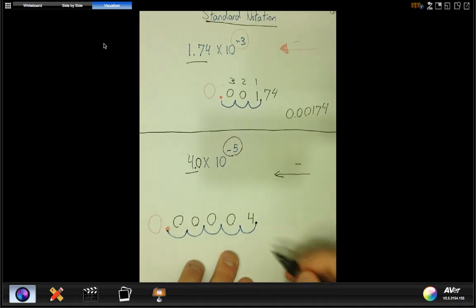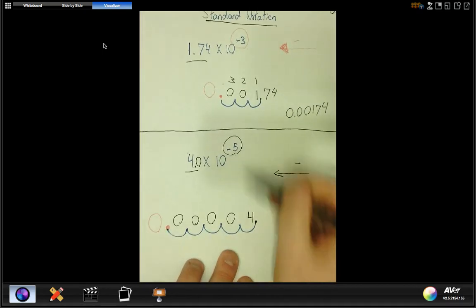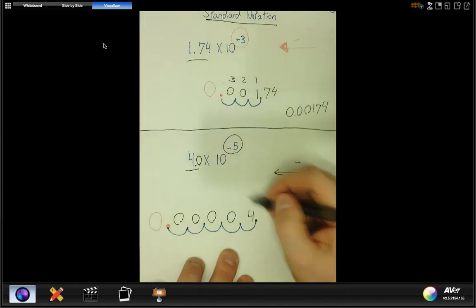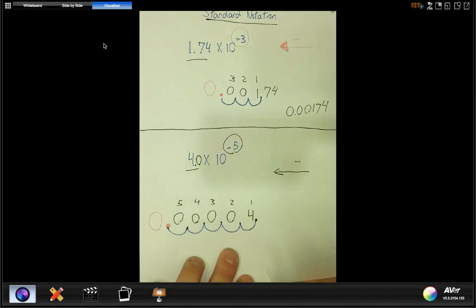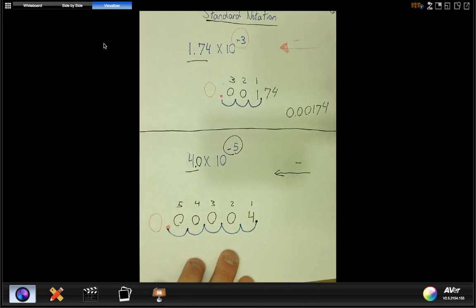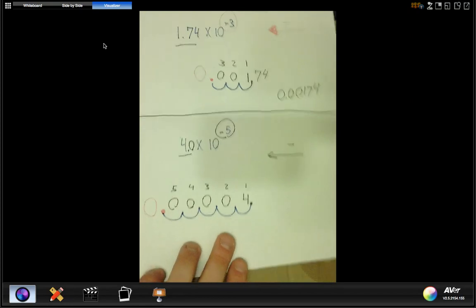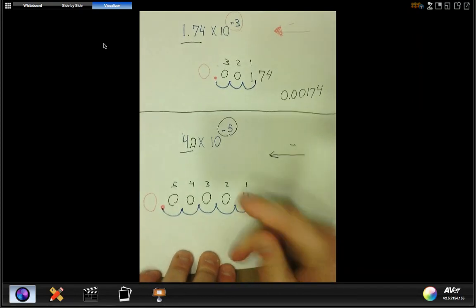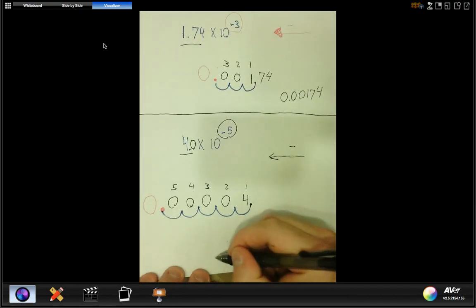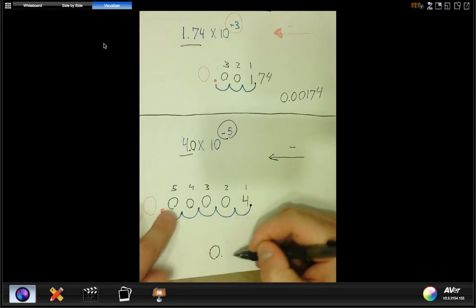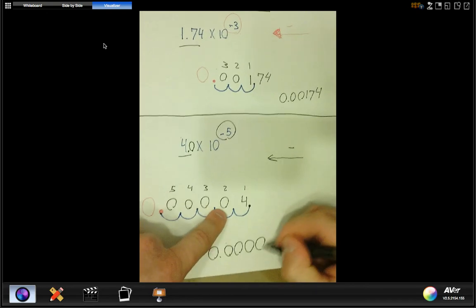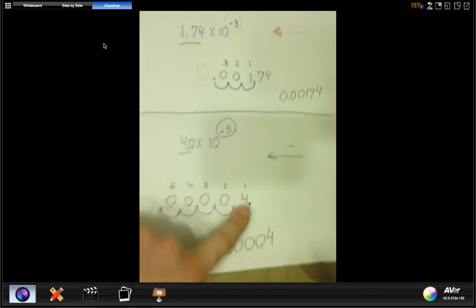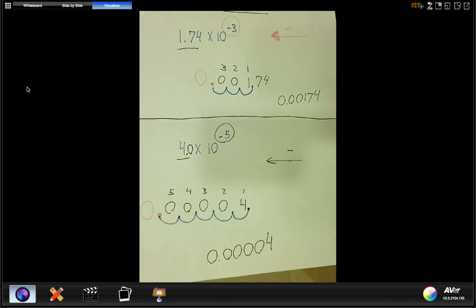If I want to double check my work, I should have 5 numbers inside the valley. 1, 2, 3, 4, 5. I know that is correct. Now I can just write it nice and clean on my answer sheet. So my answer is 0.000004. All right, I will pause there.